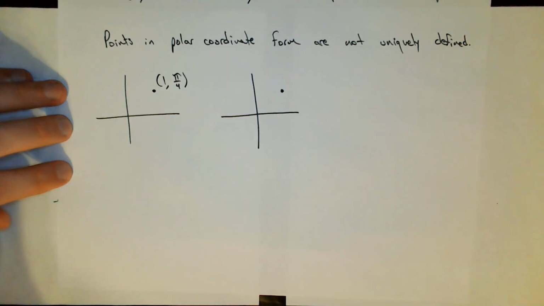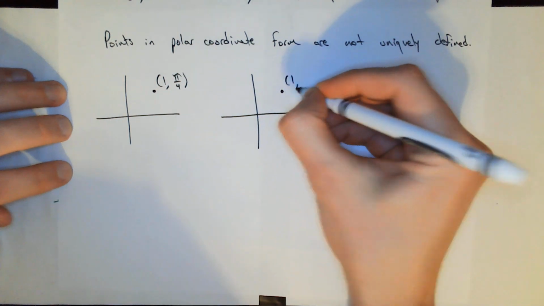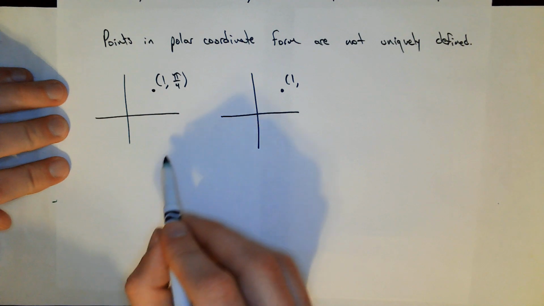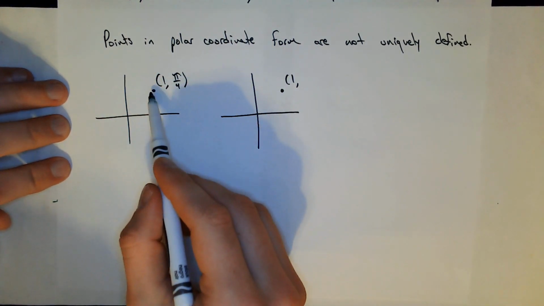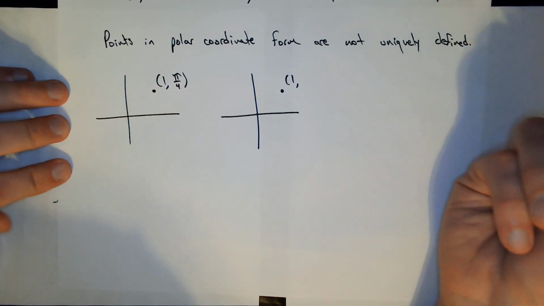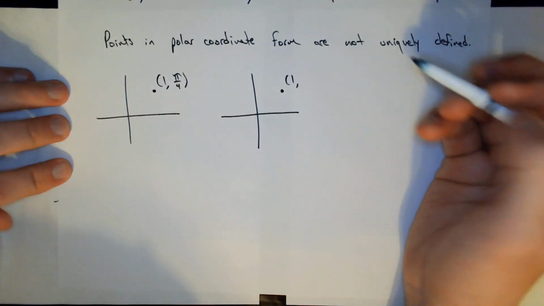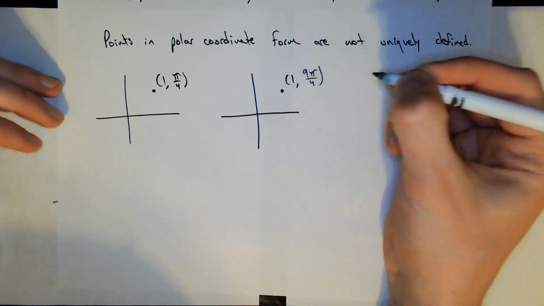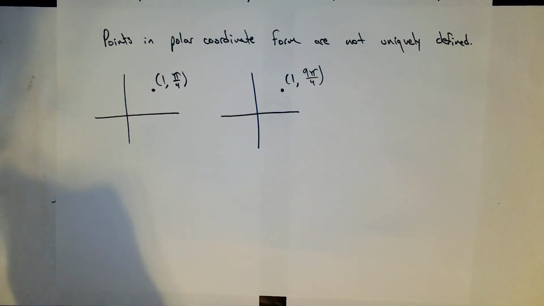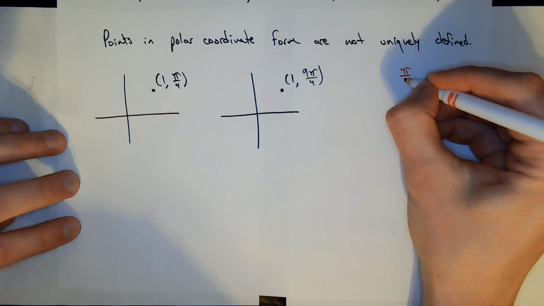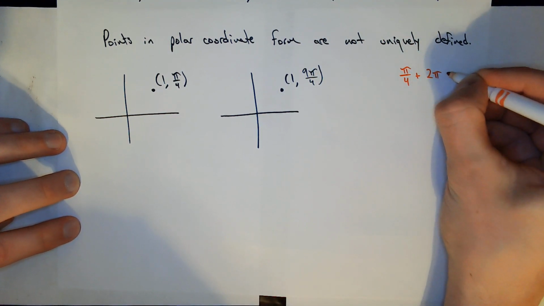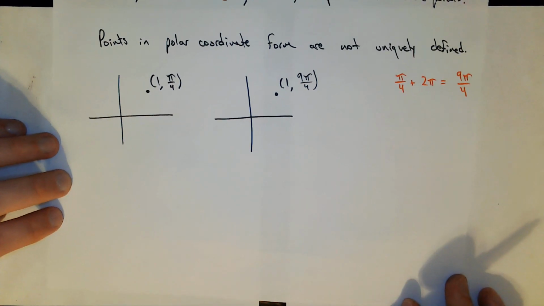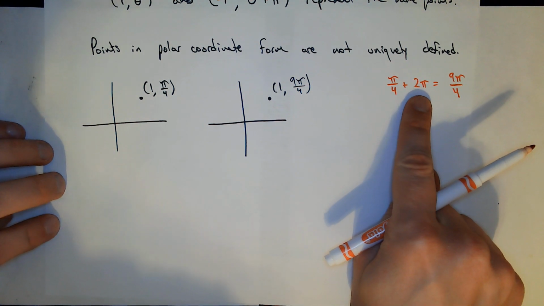I could say 1 comma 2 pi, like a full revolution, plus pi on 4, right? The pi on 4 and then a whole revolution. So what would that be? 2 pi on 4 plus pi on 4 would be 9 pi on 4. That's a whole extra 2 pi revolution, right? So that came from pi on 4 plus an entire revolution. So fraction arithmetic, I'll let you deal with that. It's just 8 pi on 4, right?